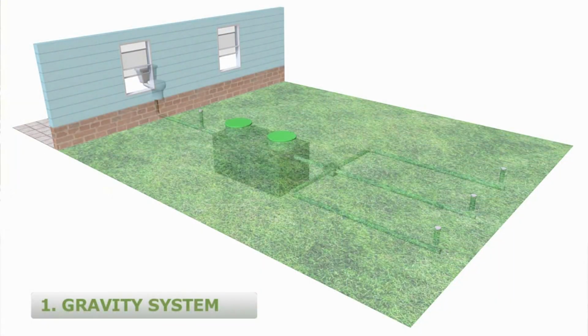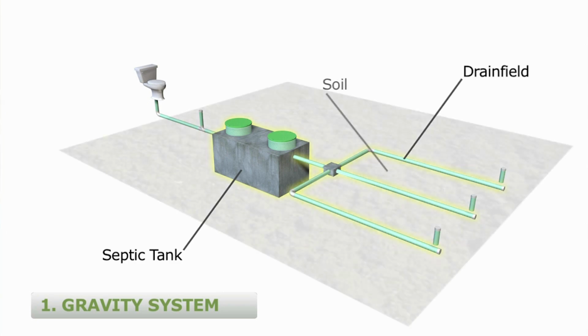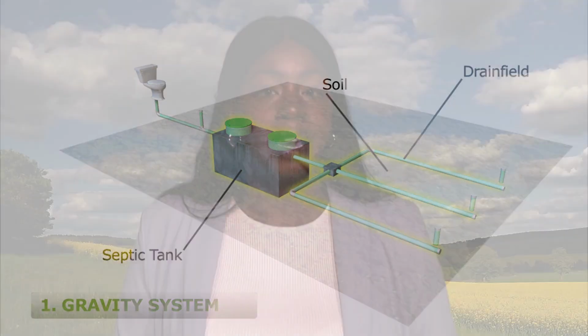Let's look at the types of systems in use today. The most basic type of septic system permitted today for long-term use is the conventional gravity system. The gravity system consists of three parts: the septic tank, the drain field, and the soil beneath the drain field. In Maryland, the conventional gravity system requires a minimum of 4 feet of native, undisturbed, unsaturated soil beneath the drain field.